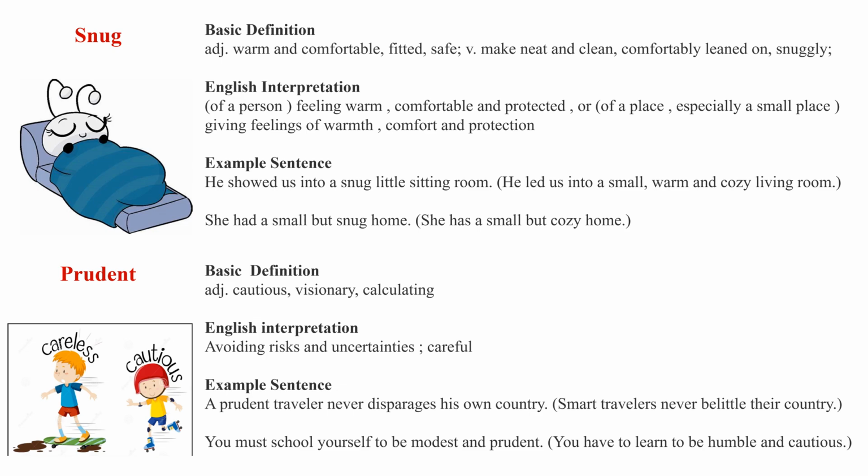Next one, you must school yourself to be modest and prudent. You have to learn to be humble and cautious. However rich or however scholarly you may be, or however famous a person you may be, you should be humble, and you should always be cautious. That is, careful about whatever you are doing. You think once or twice or thrice before doing it, and then continue to do whatever you want.